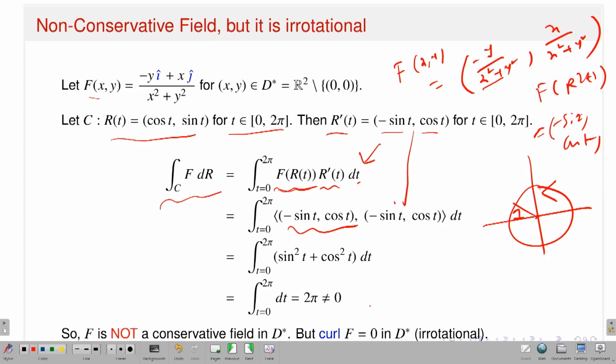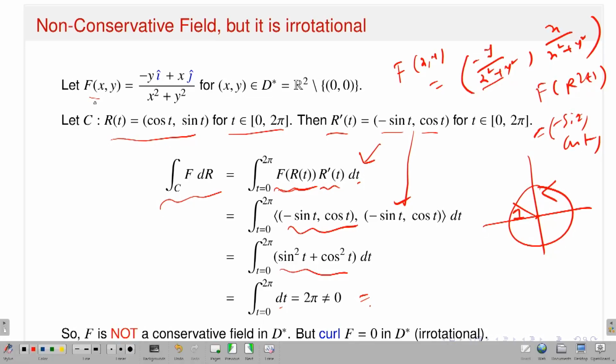R prime t is this one. Take the dot product, that means the corresponding inner product. That gives sin square t plus cosine square t, dt, and this is non-zero. So therefore this vector field capital F is actually a non-conservative vector field, because I have a simple closed positively oriented smooth contour, and the vector line integral has the value exactly 2 pi, which is non-zero. Therefore it is not conservative, but it is irrotational.